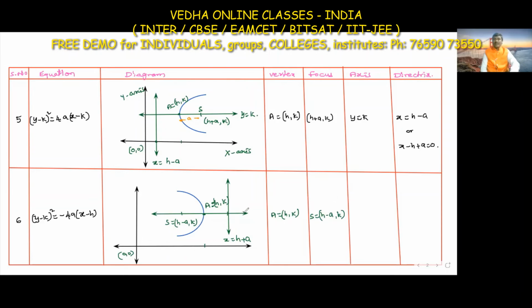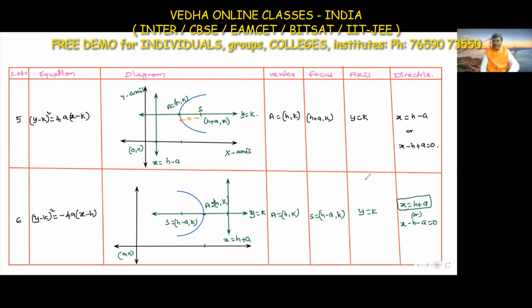What is the axis of the parabola? The axis is always parallel to the x-axis. That means y is equal to k. What is the axis here? y is equal to k is the axis, and it is parallel to the x-axis. And what about the directrix? The directrix is x is equal to h plus a, or x minus h minus a is equal to 0. These are the properties of the fifth and sixth equations.